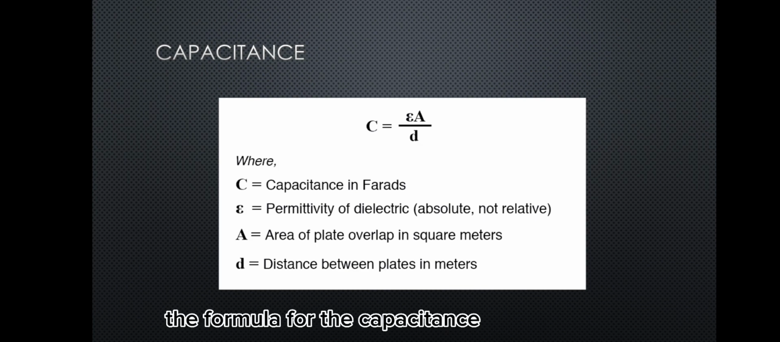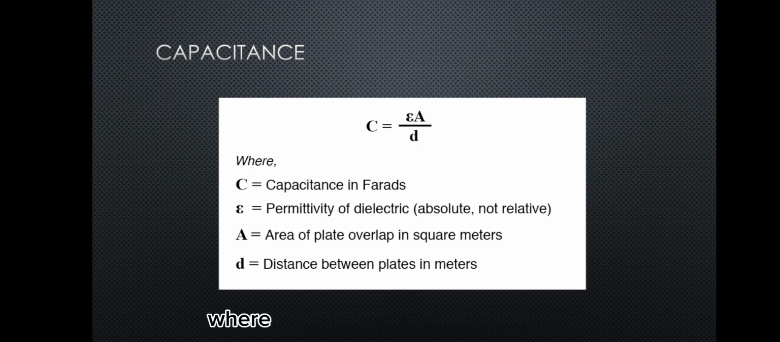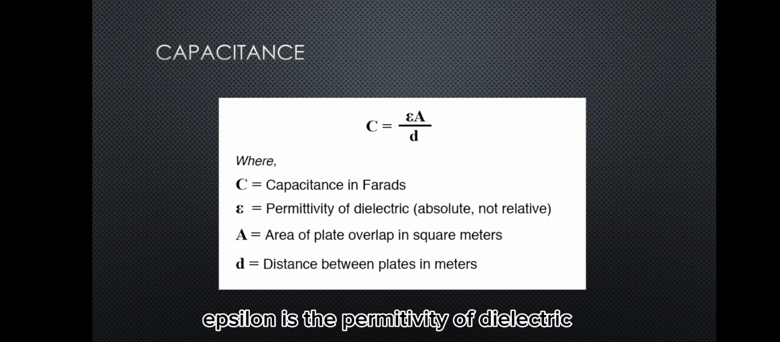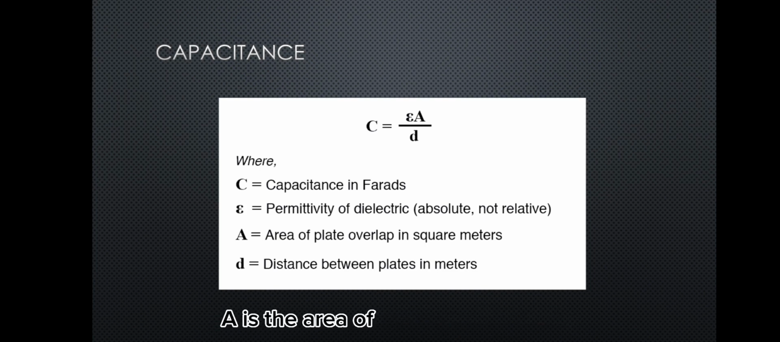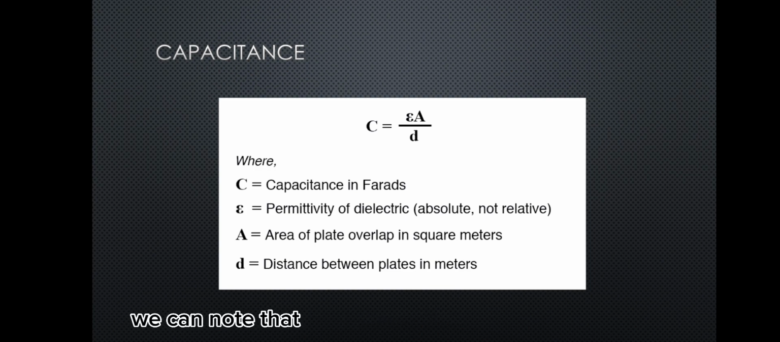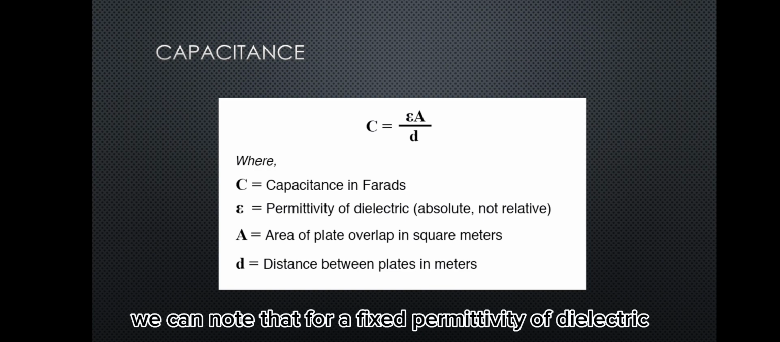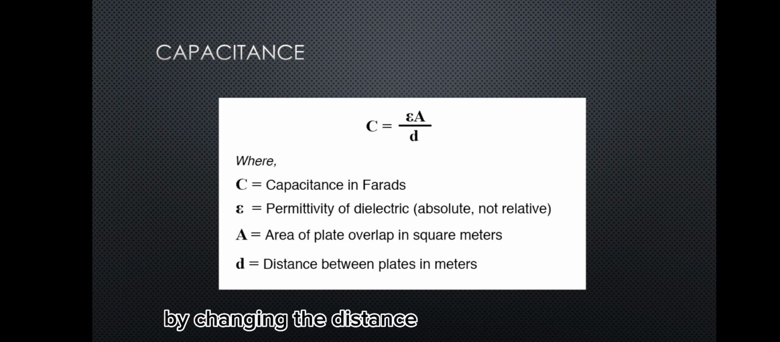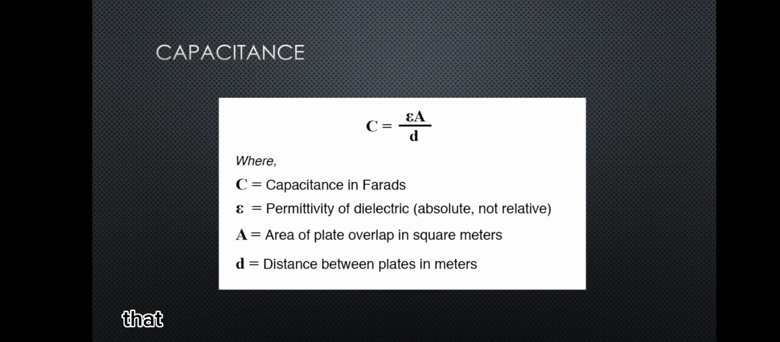The formula for the capacitance is given by C equals epsilon A divided by D, where C is the capacitance in farads, epsilon is the permittivity of dielectric, A is the area of the parallel plates and D is the distance between the plates. So from this, we can note that for a fixed permittivity of dielectric, the capacitance can be varied by changing the distance between the plates of the capacitor, as it is inversely proportional. That is, if we increase the distance between the plates, the capacitance decreases. Varactor diodes also work in a similar pattern.